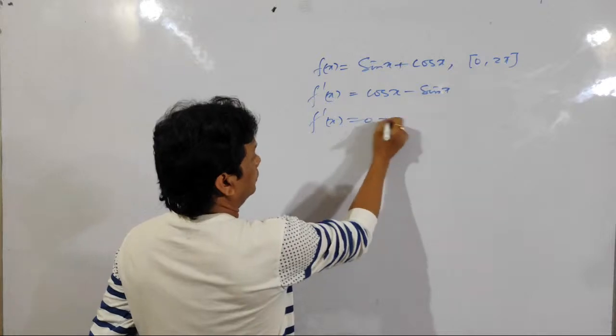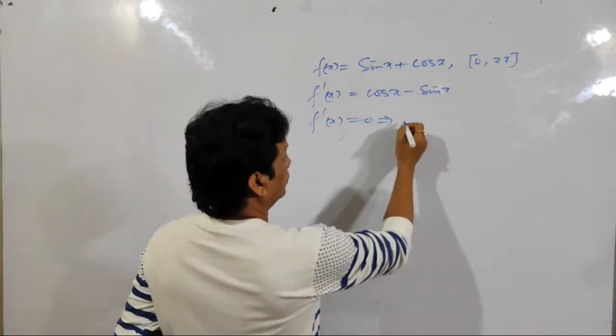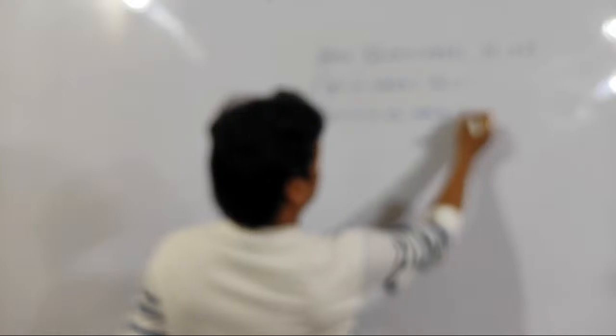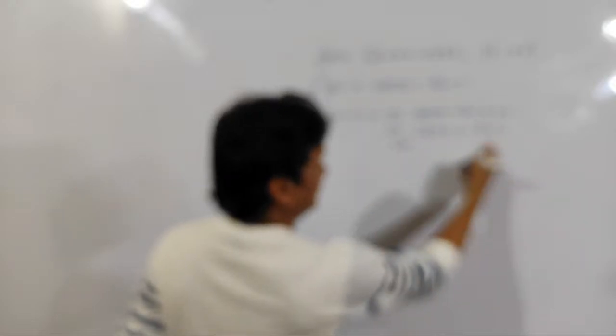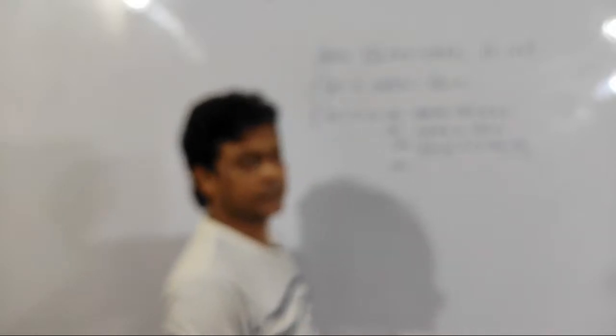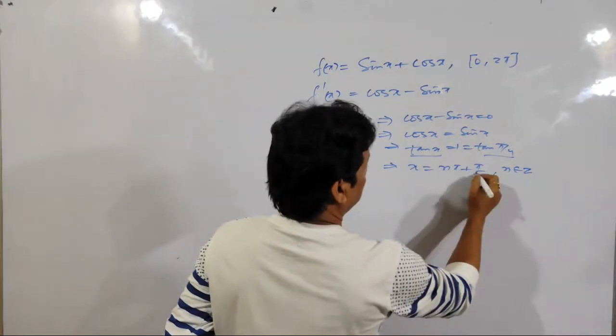I have told you, in order to find the points of separation, cos x minus sin x equal to 0. Take sin x to the other side, so cos x is equal to sin x. Then divide both sides by cos x, it will be sin x by cos x, which is tan x. So tan x is equal to 1, so it is equal to tan pi by 4. Now tan x is equal to tan alpha, so x is equal to n pi plus alpha, that is, n pi plus pi by 4, where n belongs to Z.